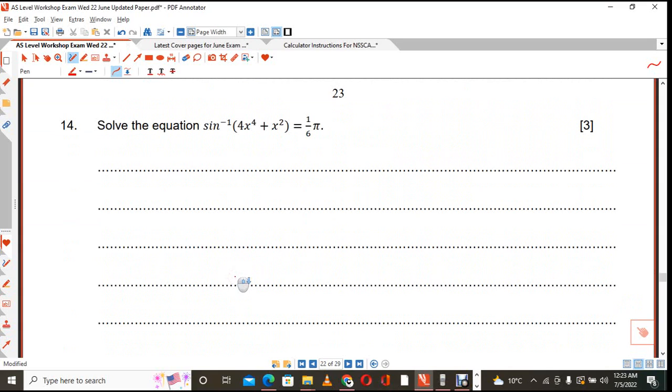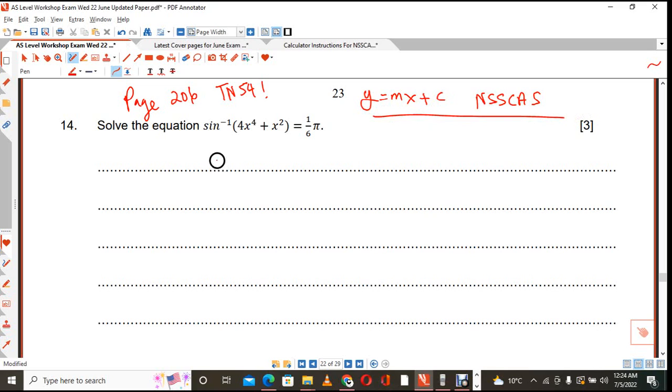Right, this brings me to question 14. When you look at question 14, I hope you're familiar with the inverse of your functions, the transformations. I'll also advise you to go to page 206 in your textbook. This is actually Try Now 54, in the book Y equals mx plus c for the AS level in Namibia. But wherever you are in the world, you should also be able to solve this.